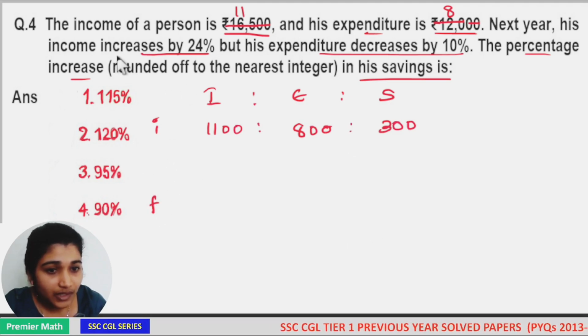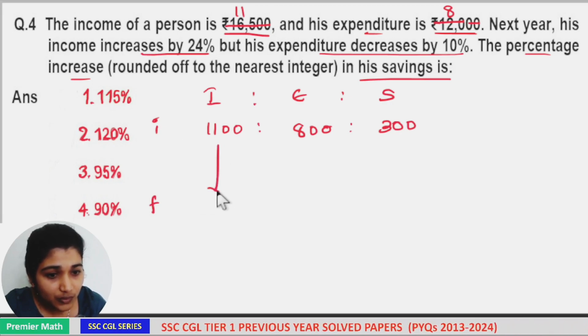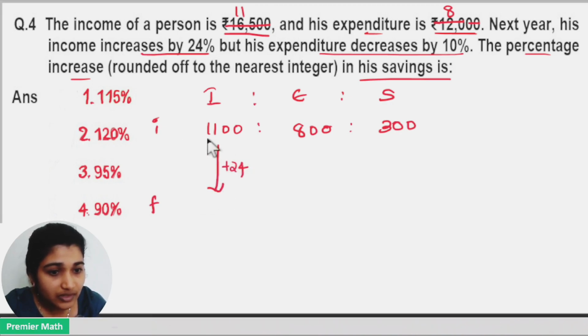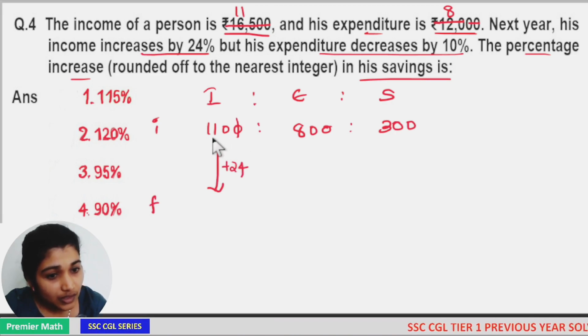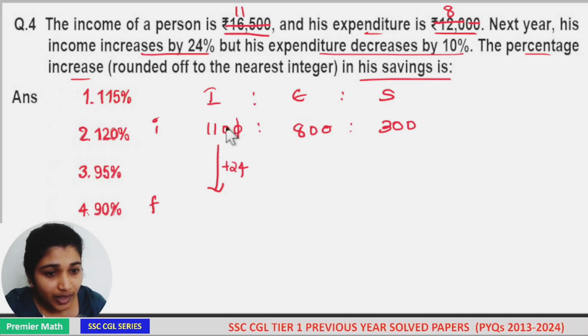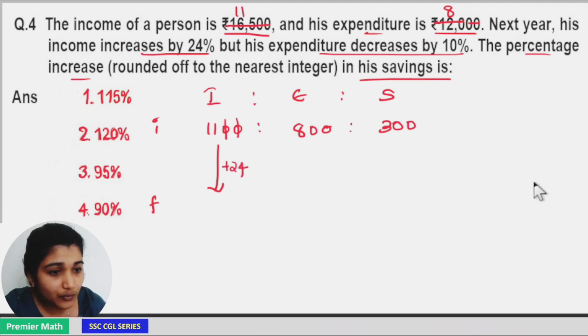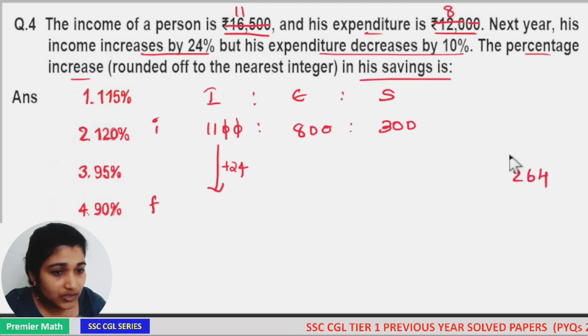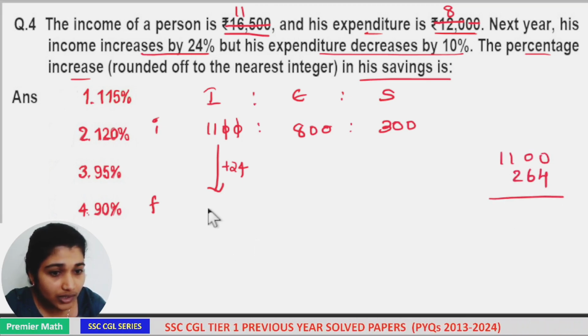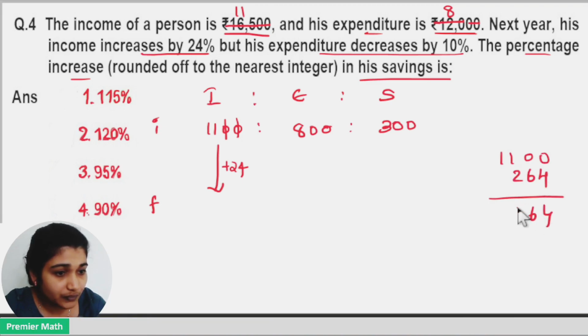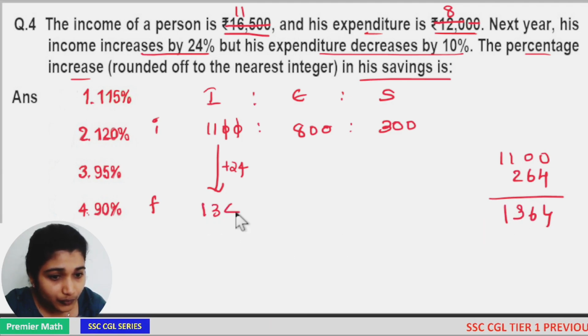Now finally income increases by 24%. So 24% increment from this 1100 means 10% of 1100 is 110. 20% is 2 into 110, 220. And 1% is equal to 11. Then 4% is 44. So 220 plus 44 is equal to 264. Now 264 plus 1100 is the total, which is equal to 1364. Final income is 1364 after this increment. This is the final income.